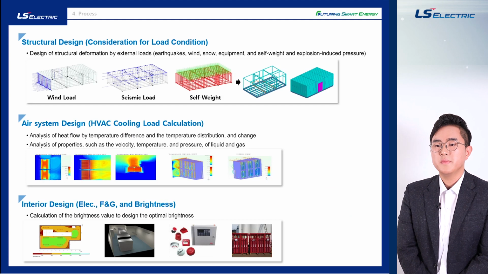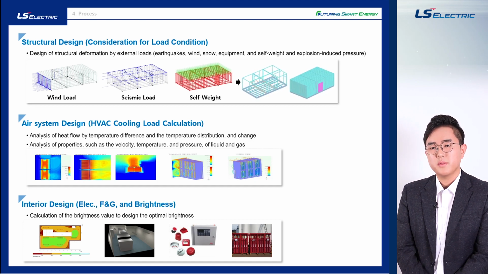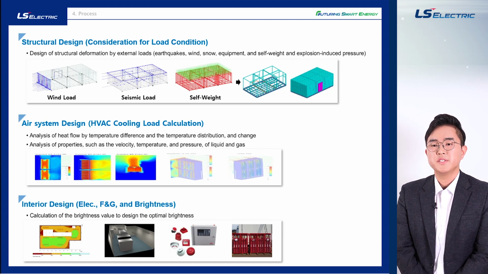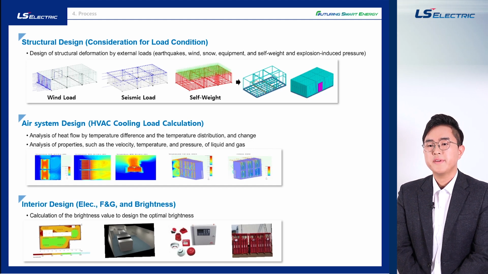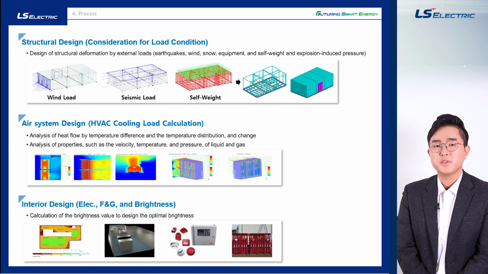Since EOS must be used for a long period outdoors, it's designed in a sturdy form by reviewing the structural deformation from external factors such as wind, earthquakes, and dead load. Internal temperature distribution is analyzed in advance for the air conditioning system. The interior design establishes the optimal operating conditions, exactly the same as an actual substation.